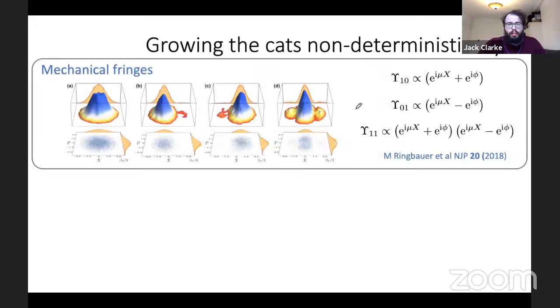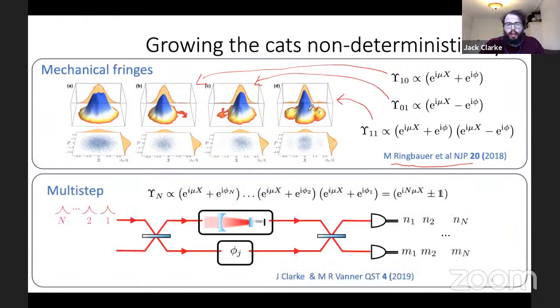But first I'll shout out the experimental work we were inspired by, which considered, if you start off in some initial thermal state, what does the phase space distribution look like after certain click events or applications of Kraus operators? The 1, 0 is like 1 in one of the photon detectors and 0 in the other. And you see here what they observe is mechanical fringes in the phase space distribution. So what we're now going to propose is, how can we enhance these features and perhaps grow something that's more non-classical, more macroscopic?